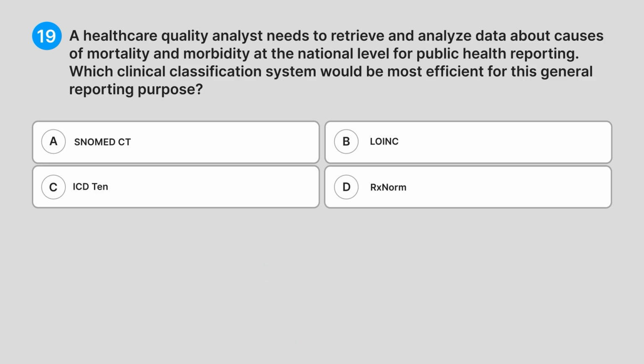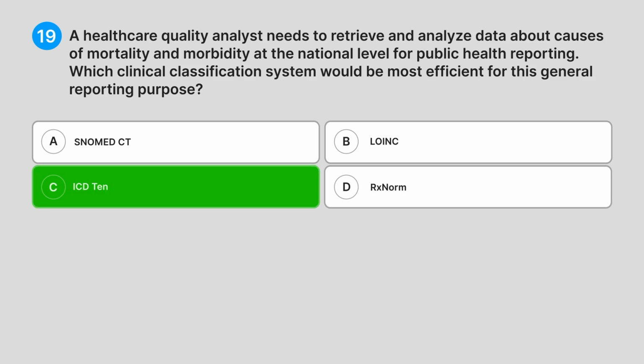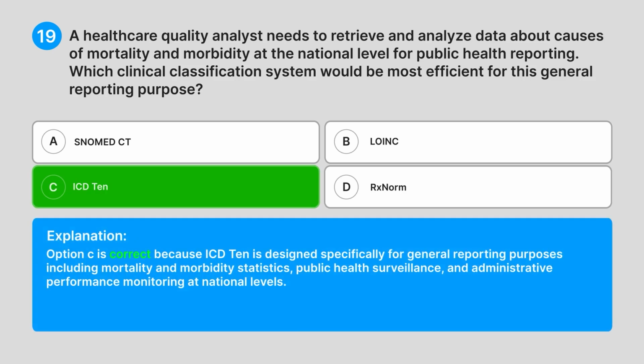Correct answer, C. ICD-10. Explanation: option C is correct because ICD-10 is designed specifically for general reporting purposes, including mortality and morbidity statistics, public health surveillance, and administrative performance monitoring at national levels.